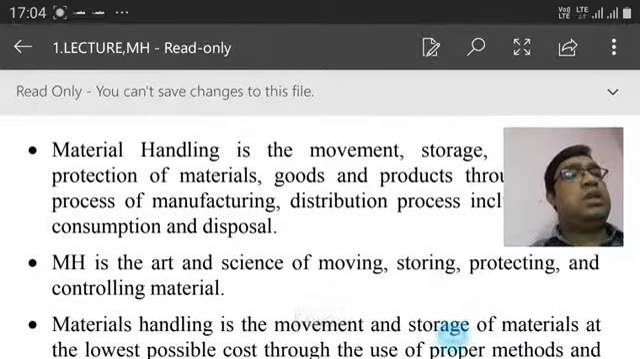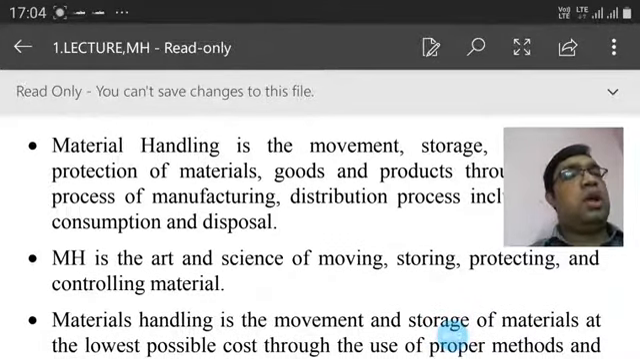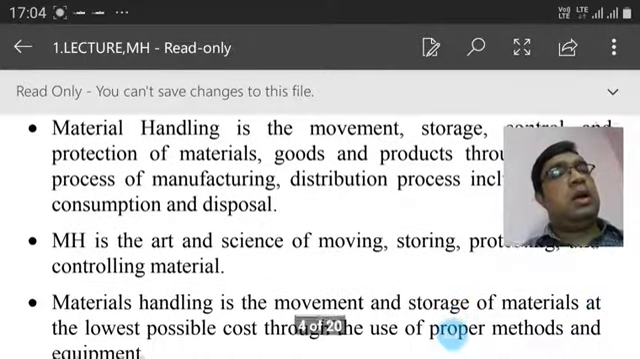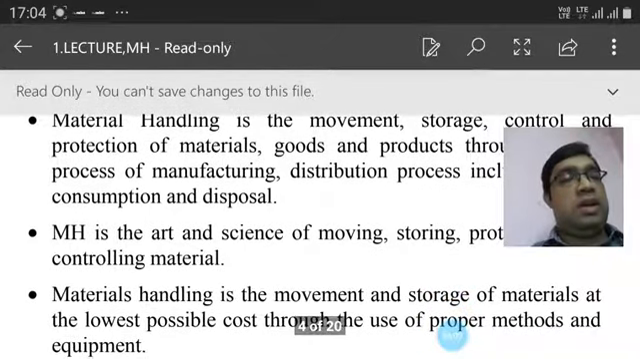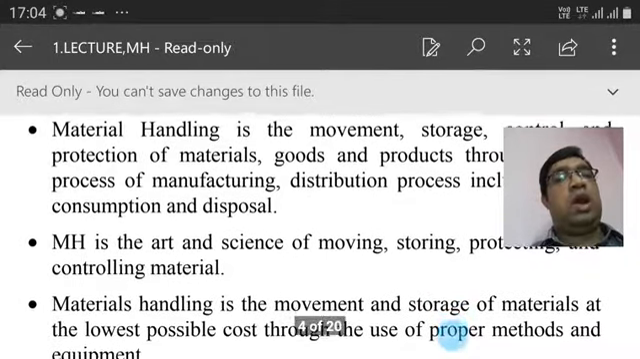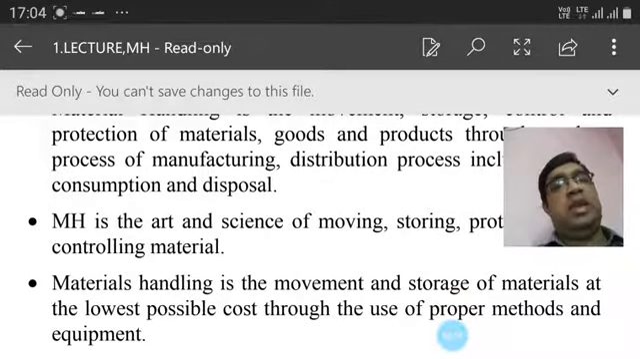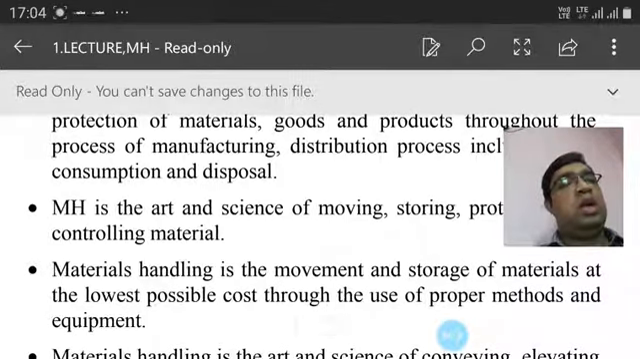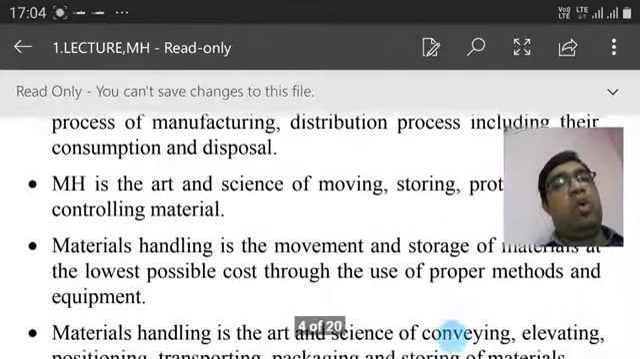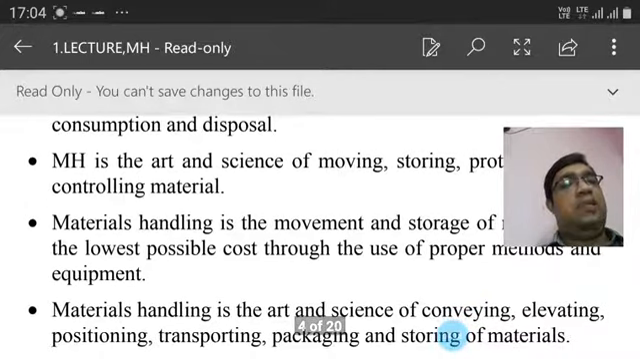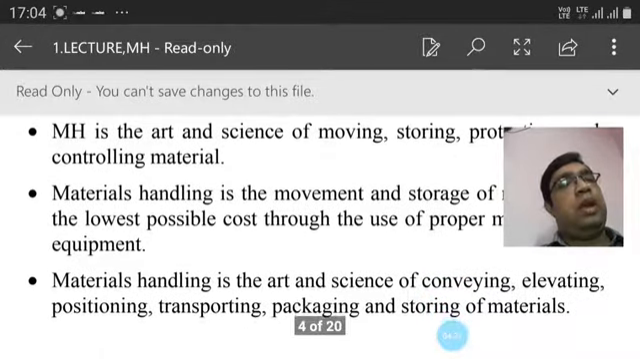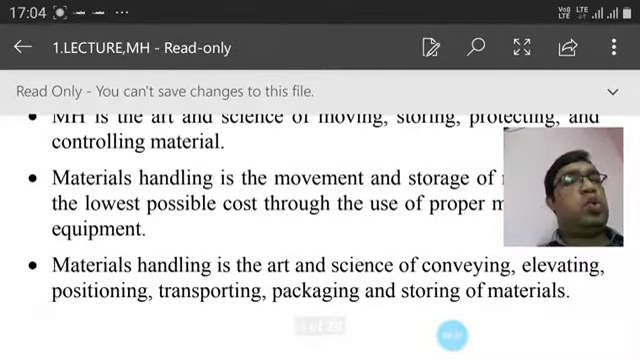Disposal is very important because of environmental waste, and proper disposal also saves us from environmental pollution. Materials handling is the art and science of moving, storing, protecting and controlling materials. It is the movement and storage of materials at the lowest possible cost through the use of proper methods and equipment. It is the art and science of conveying, elevating, positioning, transporting, packaging and storage of materials.